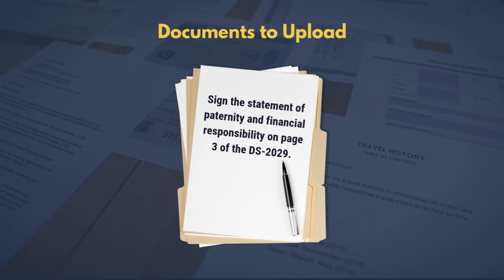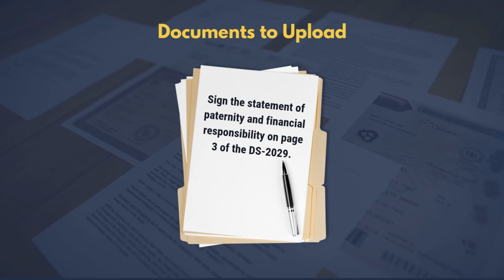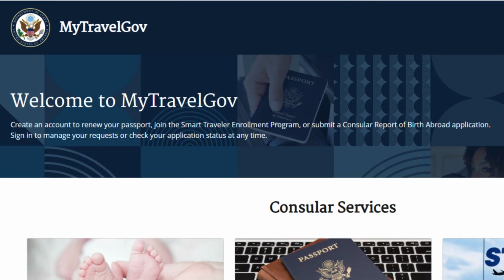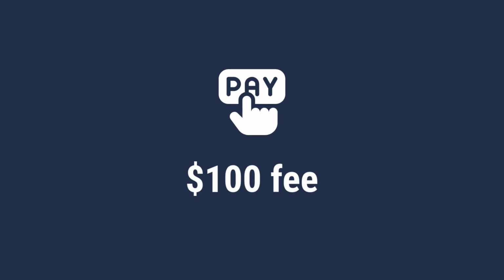The form must be notarized by a U.S. notary. You can find this form on the State Department website. On mytravel.state.gov, after creating your application, you will pay a $100 fee. Print the payment receipt.